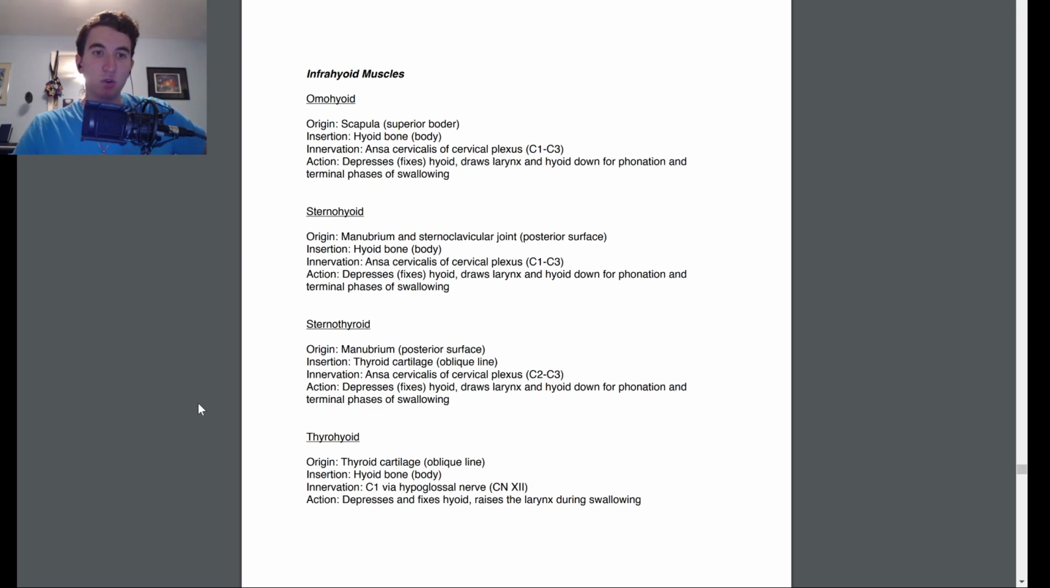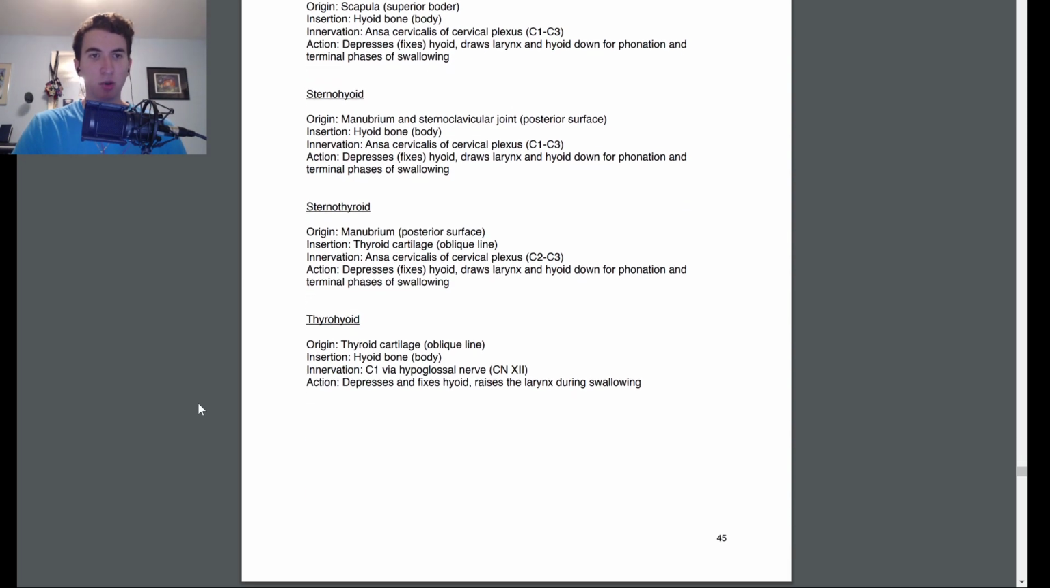And you have the sternohyoid. The origin is the manubrium and sternoclavicular joint, the posterior surface. It inserts on the hyoid bone, the body. Innervation is done by the ansa cervicalis of the cervical plexus from C1 to C3. And the action is that it depresses and fixes the hyoid, draws the larynx and hyoid down for phonation and terminal phases of swallowing.